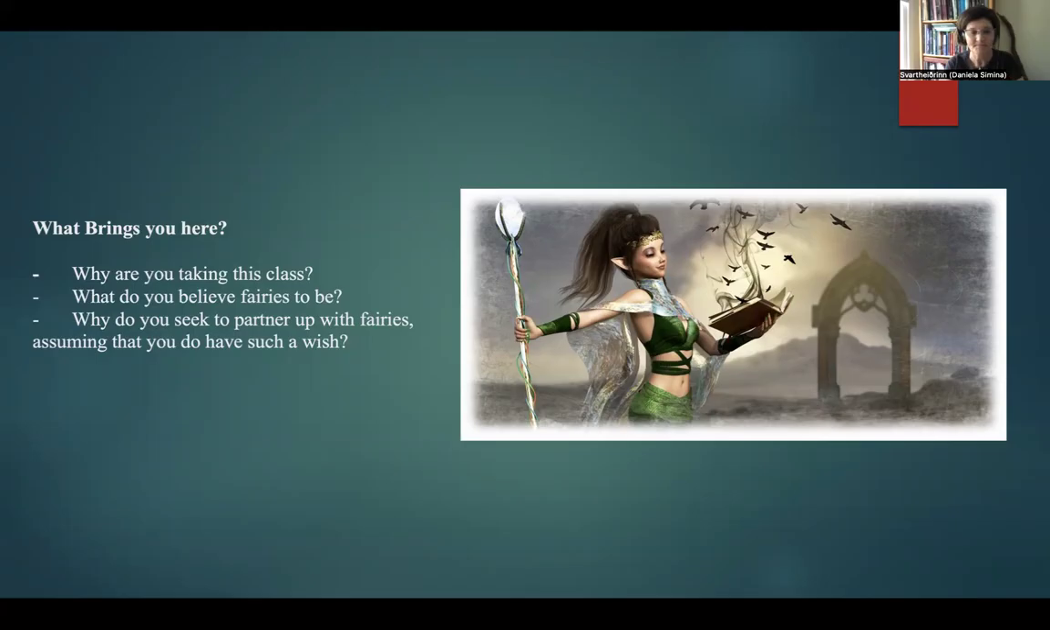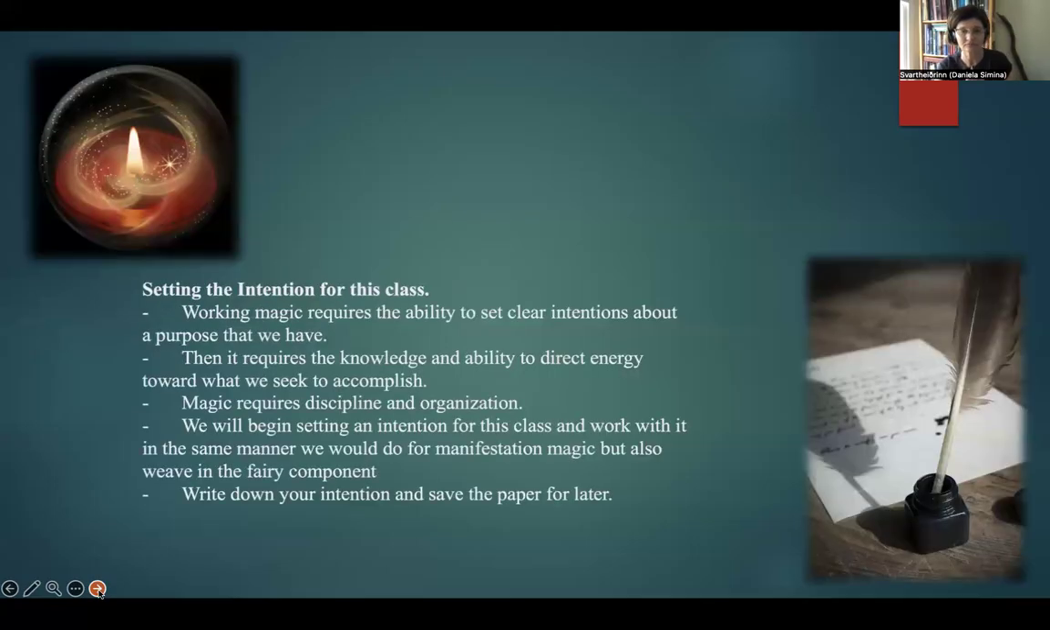Okay. We're going to move to the next slide, assuming that you had minimal time to ponder over these questions, flesh out the reasons why you're taking this class, flesh out a little bit what you expect from it, and flesh out the reasons, if there are such reasons. Why do you want to enter into partnerships with fairy beings? Okay.